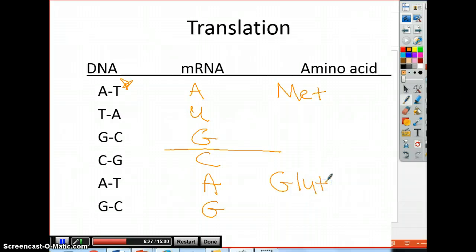Now technically, this DNA would keep being read by messenger RNA until it hit one of the stop codons. All the amino acids that were made would hook together and make a protein. So technically we'd have to keep going, but this is just an example.